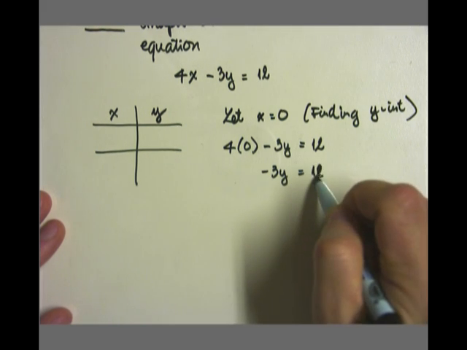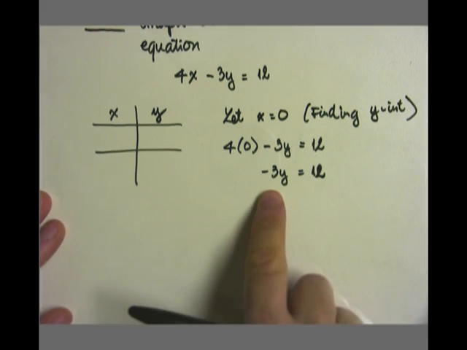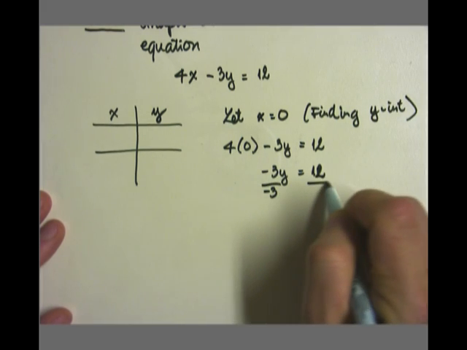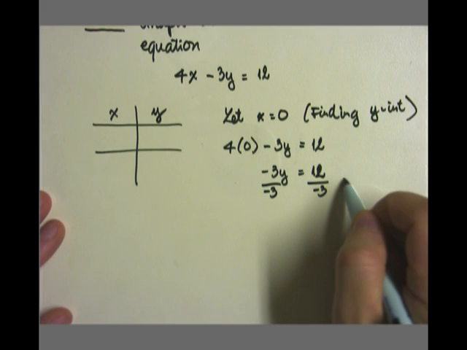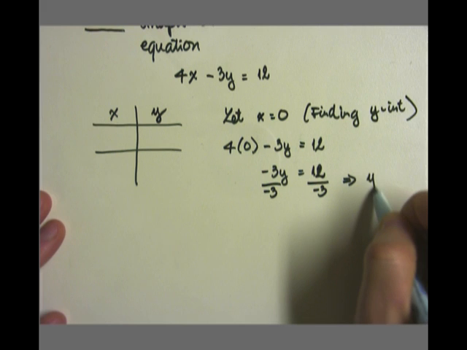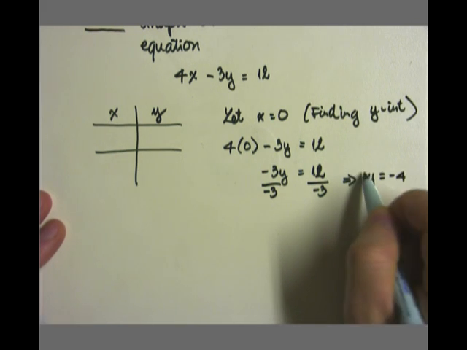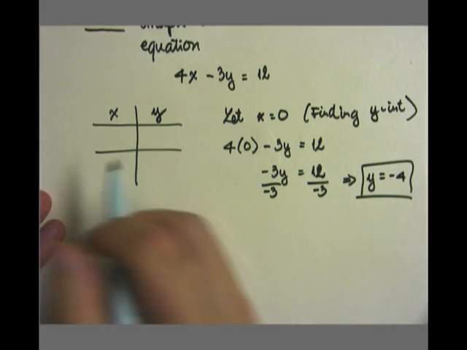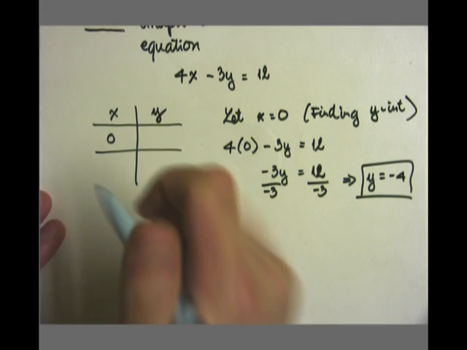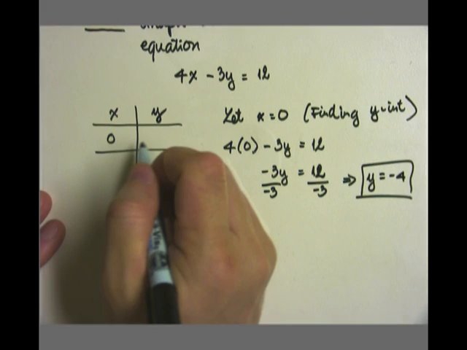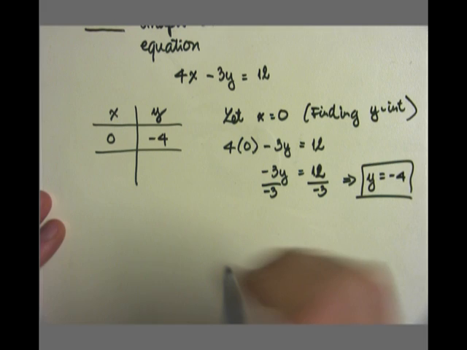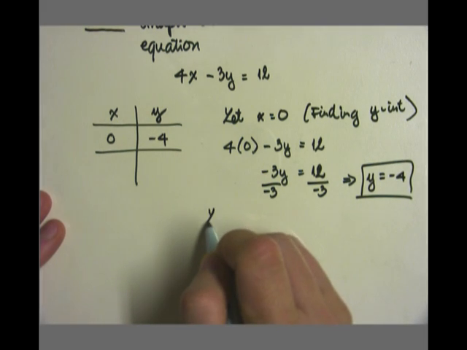Now notice 4 times 0 equals 0. And so in the new equation, by solving for y, I'm going to need to divide both sides by negative 3, and my y value corresponding to 0 in this equation would be y equals negative 4. And so as you can see, if you set x equals 0 in this equation, then y coming out of the equation would equal negative 4. So here's my y-intercept.